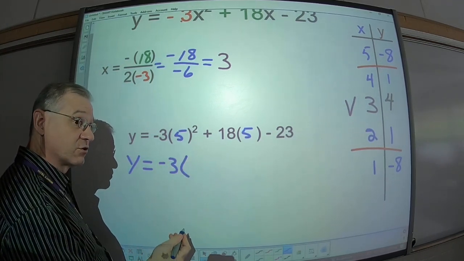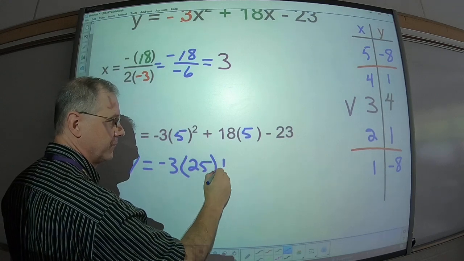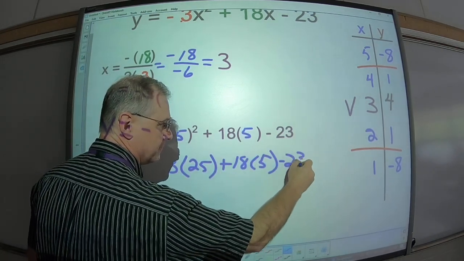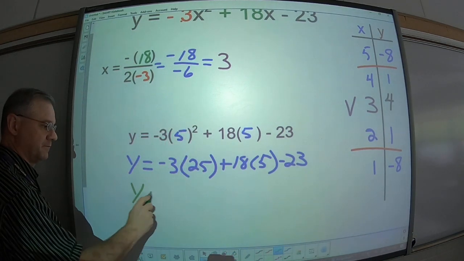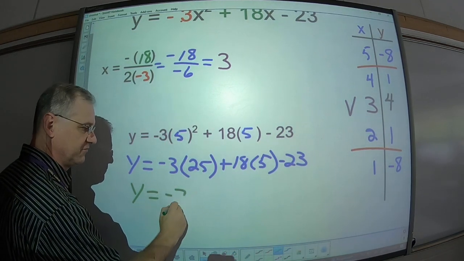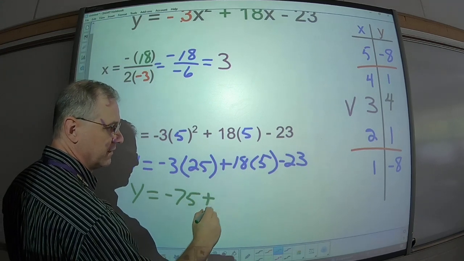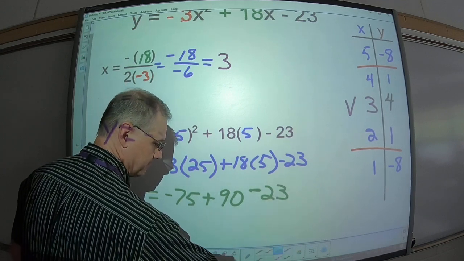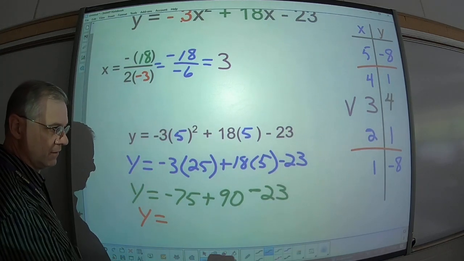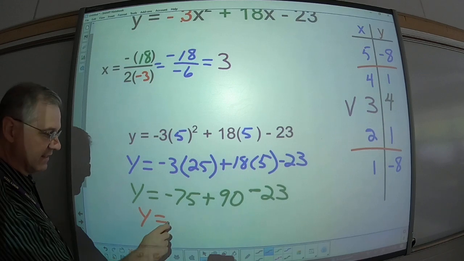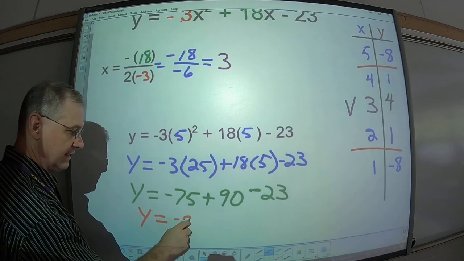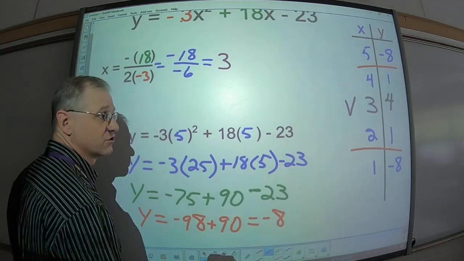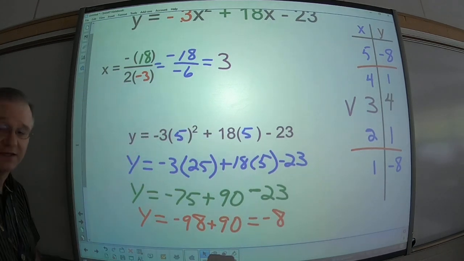Negative 3 times 5 squared, 25. Then multiply here, negative 75, 90. All right, 90 negative, 98 plus 90, negative 8. Sure enough, it does come out to negative 8 that you were hoping for.